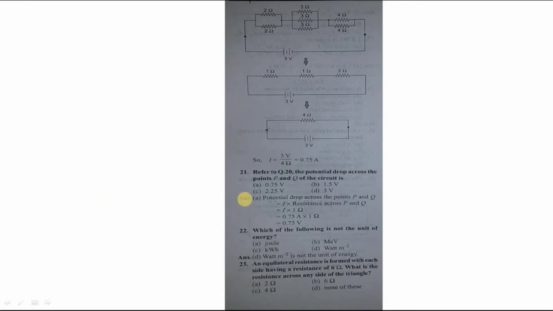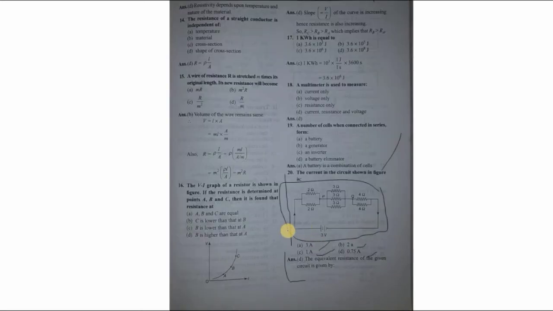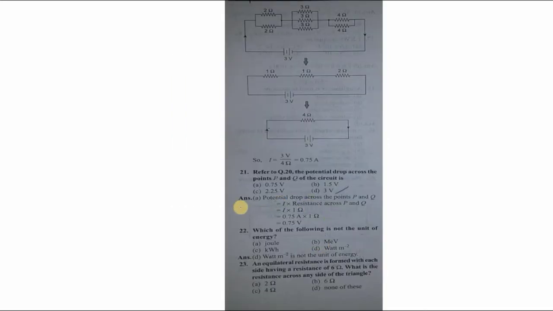Now question 20. Refer to question 20. The potential drop across the points P and Q of a circuit is 0.75 volt, 1.5 volt, 2.25 volt, 3 volt. And you can see the question 20 here. And its answer is option A, 0.75 volt. And here is the explanation.